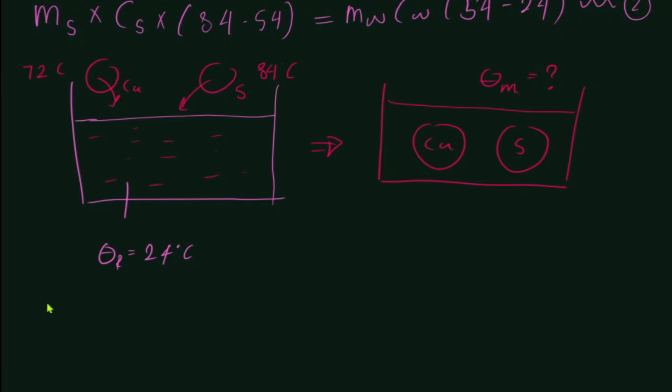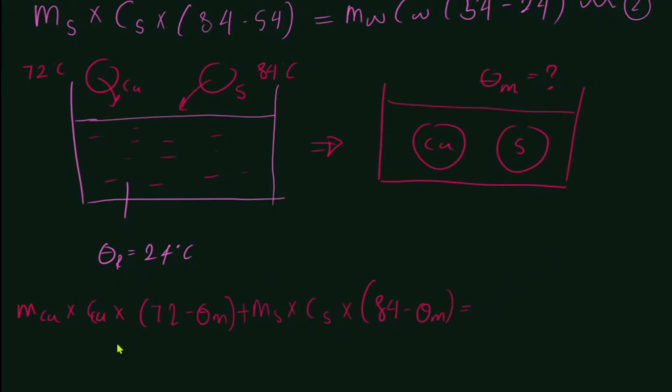So heat given by the copper ball is mass of copper, m_Cu, the specific heat capacity of copper is c_Cu, right? And the temperature difference is what? From 72, it's going to decrease its temperature to theta m, 72 minus theta m. And if you consider the heat given by the steel, it's going to be m_s c_s. Its temperature decreased from 84 to theta m, 84 minus theta m. So this is the heat given by the copper sphere and the steel sphere.